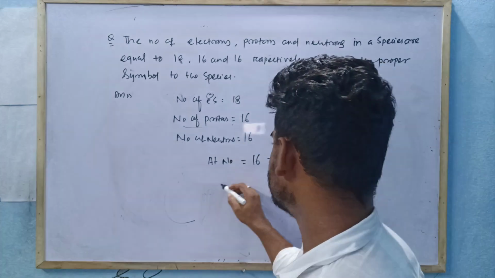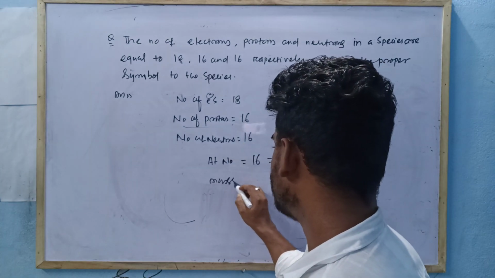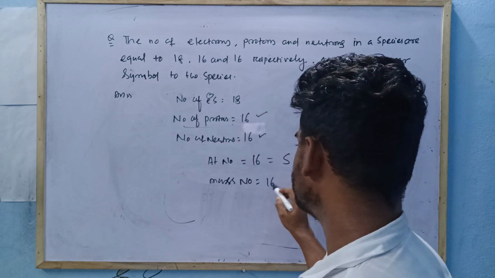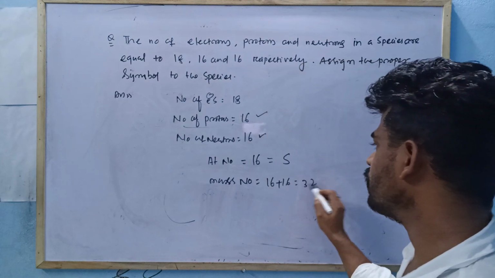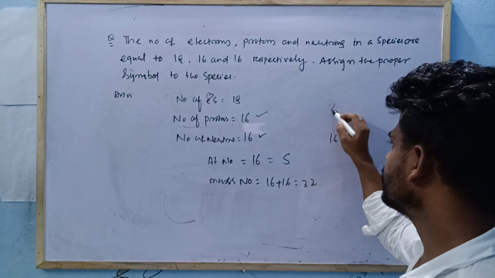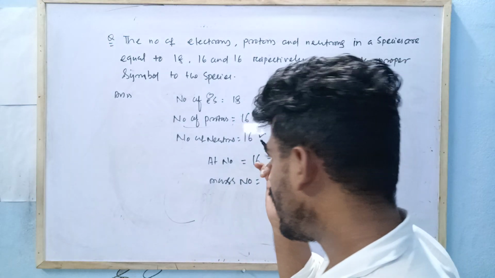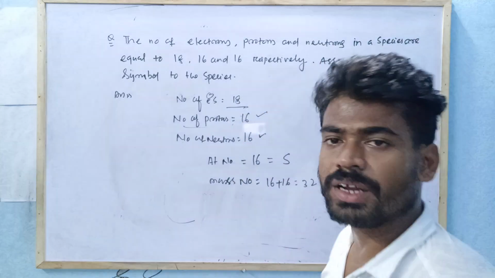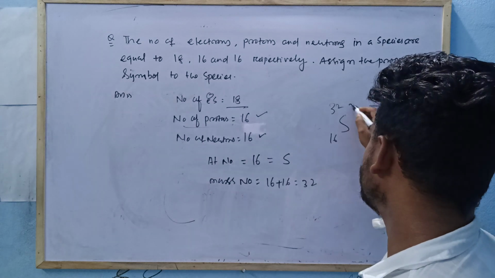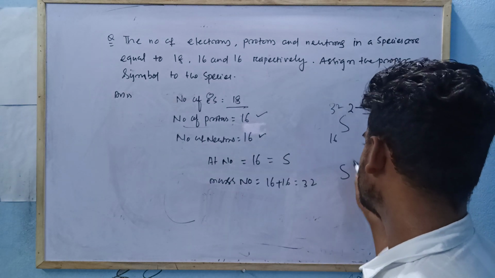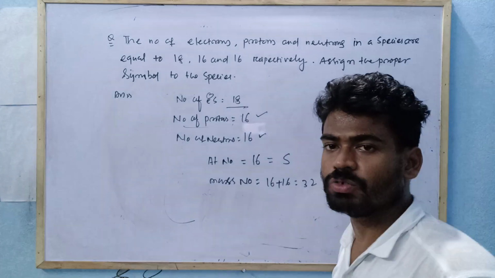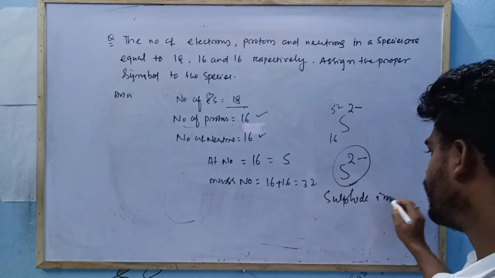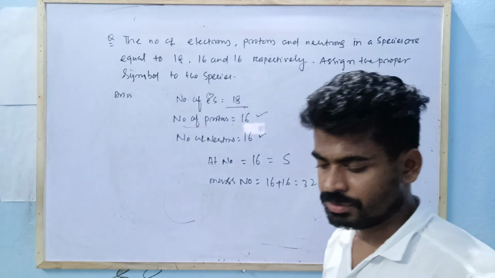And the number of neutrons, if you predict its mass number, it's normally 32, you know. The mass number is equal to the number of protons plus the number of neutrons, that is 16 plus 16, that will be 32. So 16, 32. And it is mentioned that the number of electrons is 18, that means it gains 2 extra electrons. So for this you can write 2 minus. So the species is the sulfide ion, S2 minus. Clear? Very good.